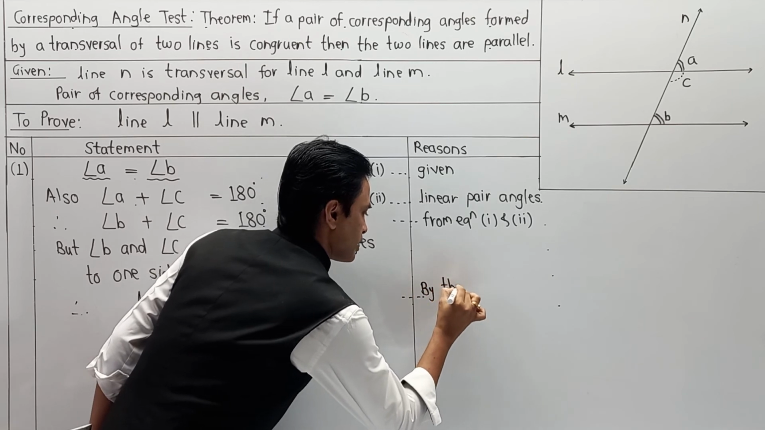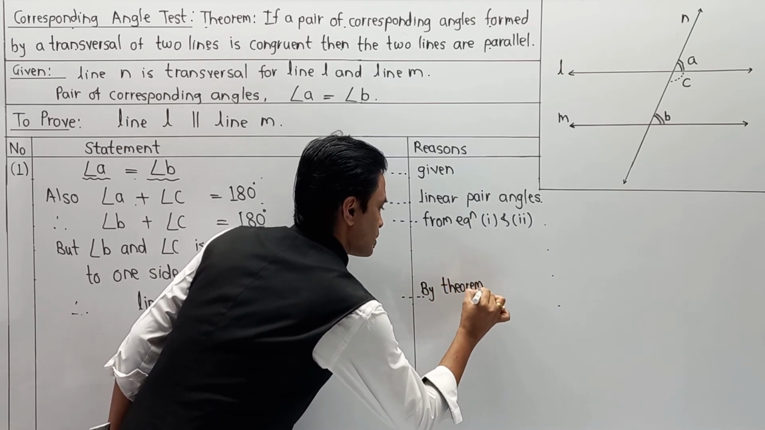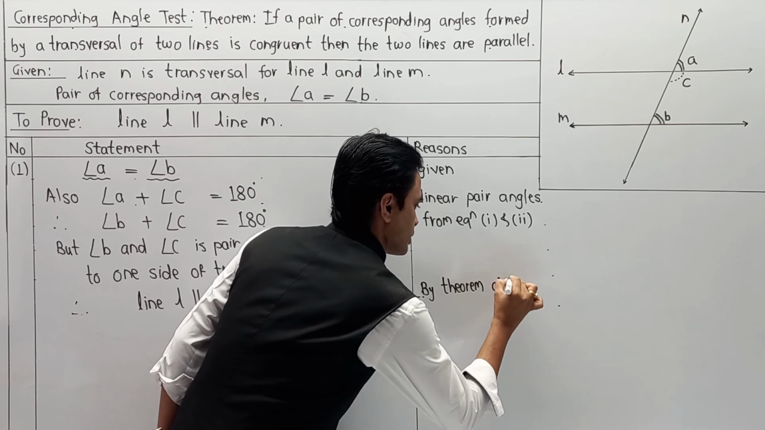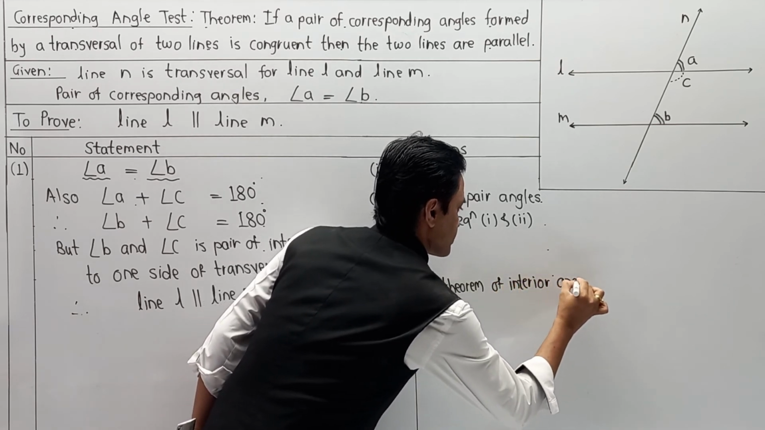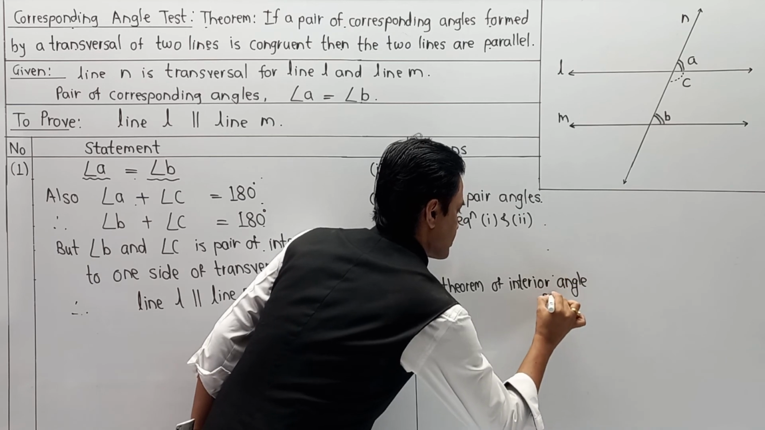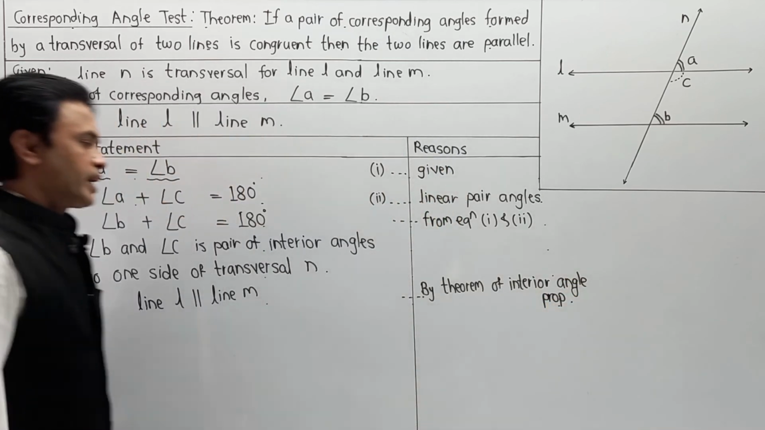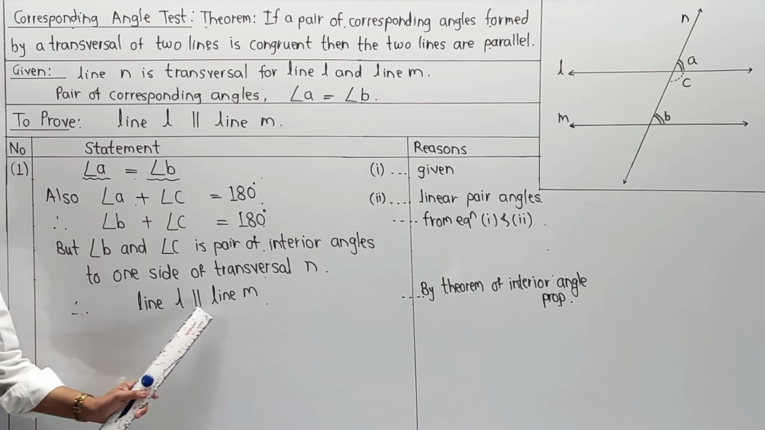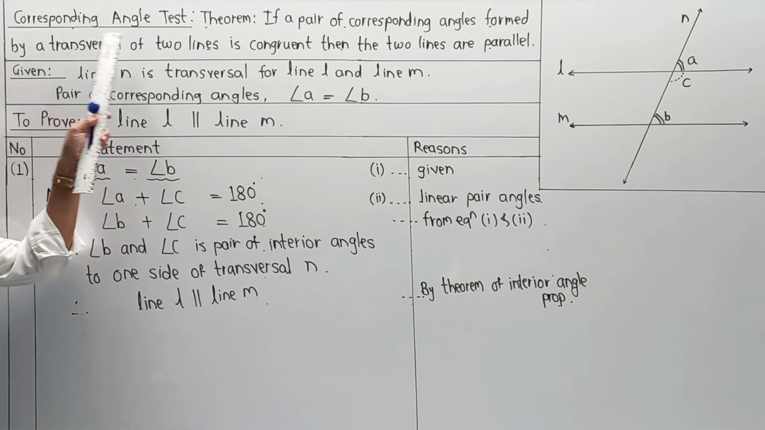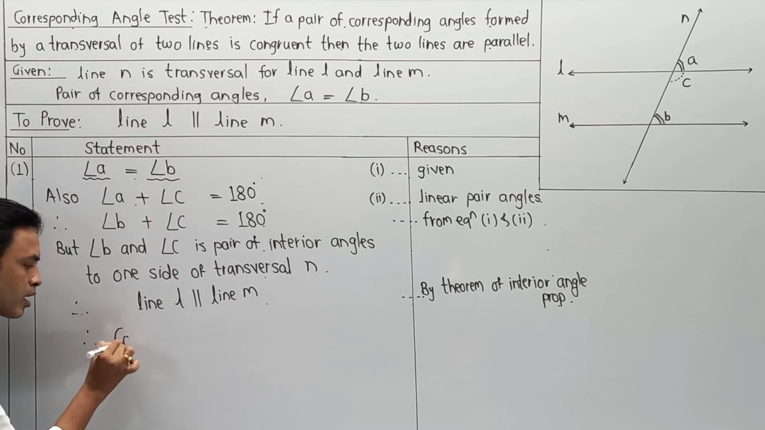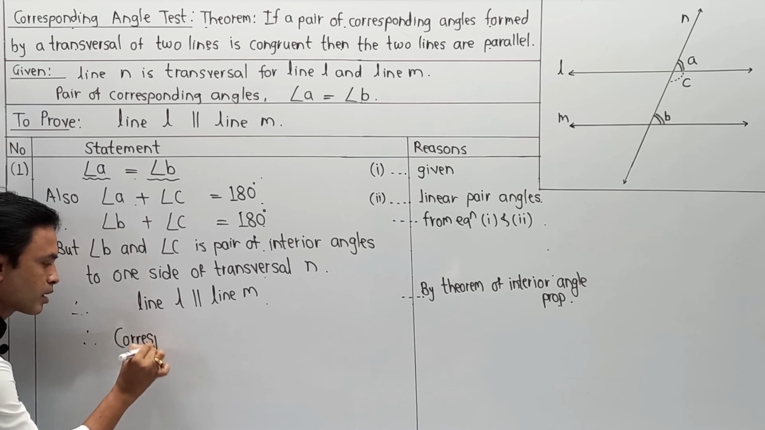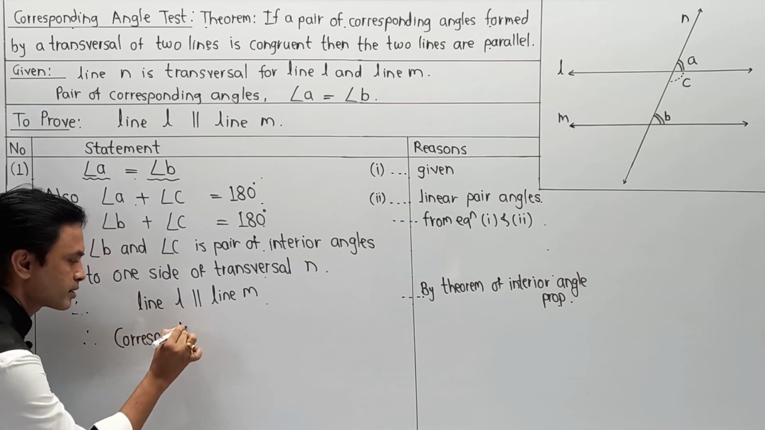By the theorem of interior angle property. And in this way we are able to prove that line L is parallel to line M, and this theorem is called the corresponding angle test theorem. It is called the corresponding angle test.